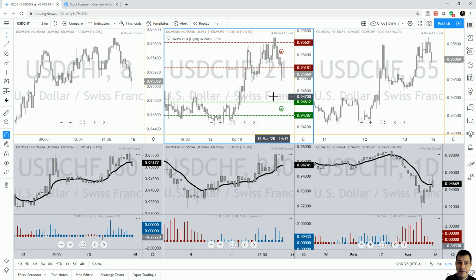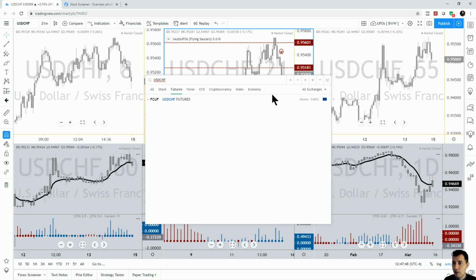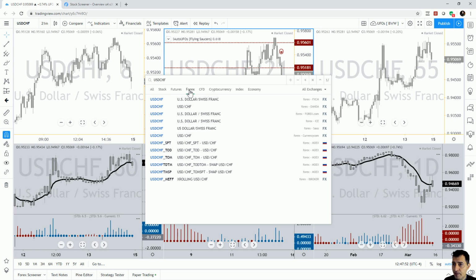And the reason why I'm not having a very strong rule about it is because we are dealing with a decentralized market, which is forex in this case, or CFDs. And actually, you've seen it, right? So if instead of the US dollar Swiss franc where I got the UFOs at 95.18, I was to load the same market, US dollar Swiss franc, but instead of using FXCM, I was to use for example Saxo Bank.